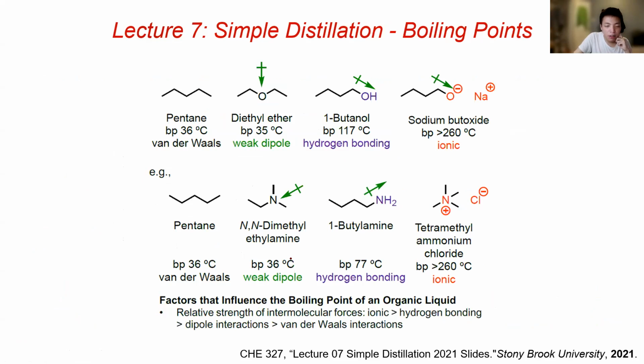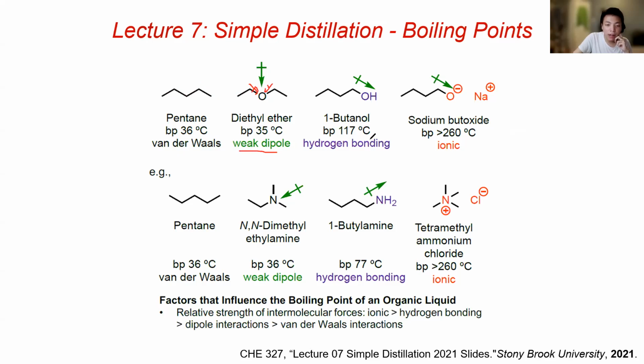And then boiling point. Stronger intermolecular bonds will have a higher boiling point, and we can see that in pentane we only have van der Waals, which is hydrocarbons. And then ether, we have this dipole, but it's being canceled, so it's a weak dipole.